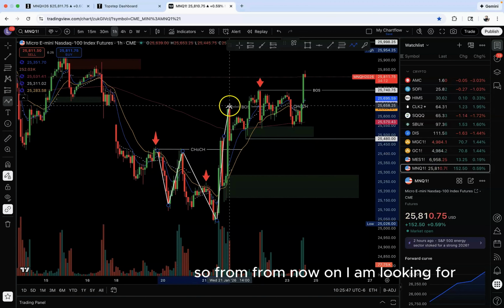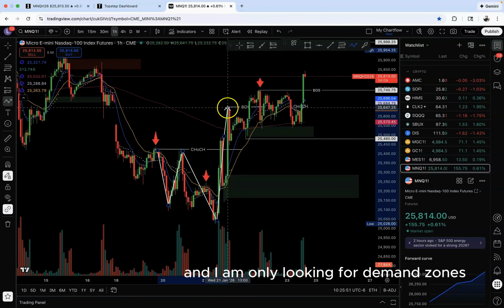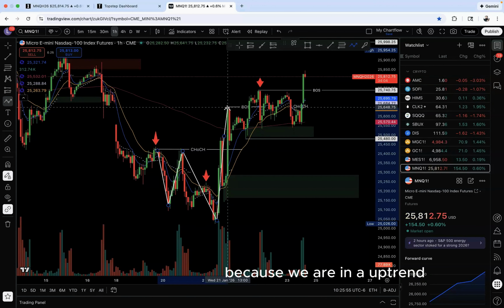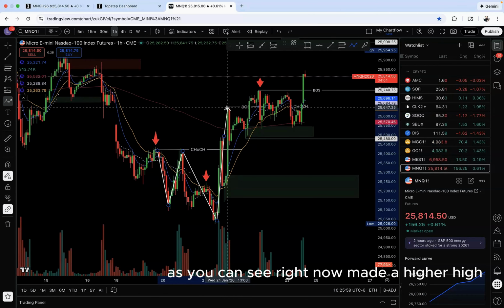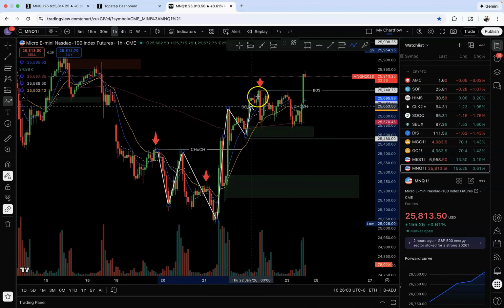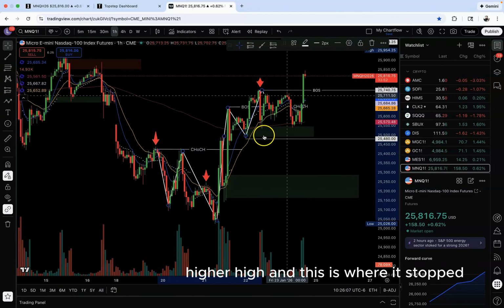So from now on, we are in an uptrend, and I am only looking for demand zones because we are in an uptrend. The market is now making higher highs and higher lows. As you can see right now, it made a higher high, higher low, higher high. And this is where it stopped.